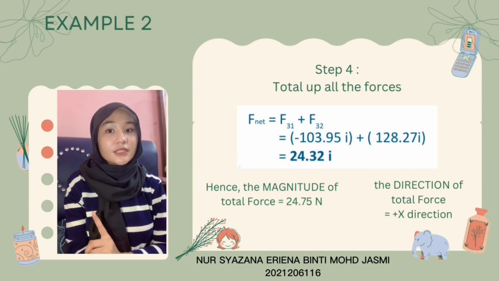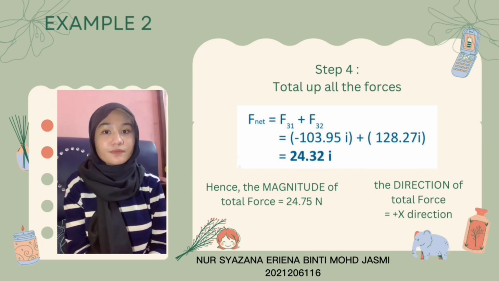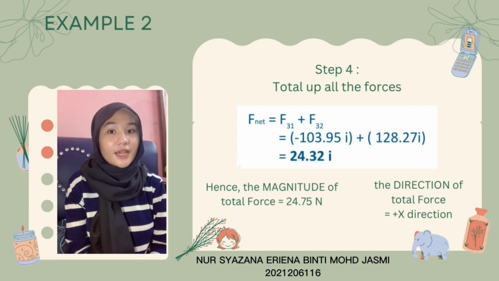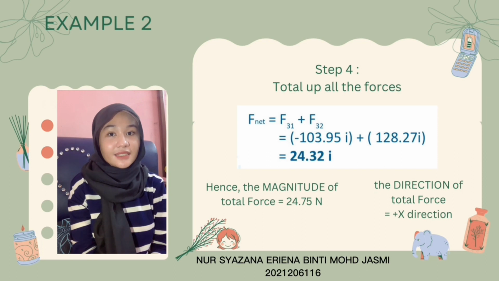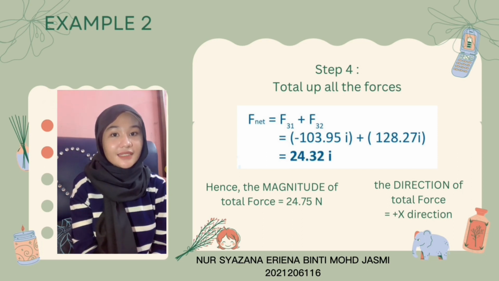Find the resultant force, F net equals F31 plus F32. We need to identify the direction and magnitude of the resultant force from the F net. From this, we got 24.32 i. Hence, the magnitude of the total force is equal to 24.75 N, and the direction is in the positive x-axis direction.